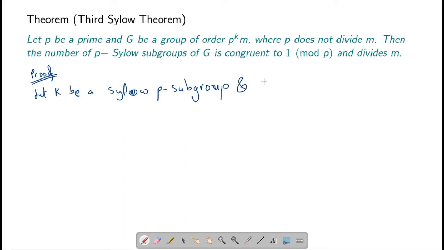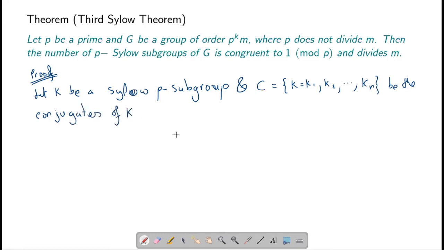Okay, and we'll take C to be the set of all conjugates of K. So let K equals K1, K2 up to Kn be the conjugates of K. Now, by Sylow's second theorem, we know that any two Sylow P subgroups are conjugates, which means that the set C is essentially just the set of all Sylow P subgroups of G. So C is the set of Sylow P subgroups.